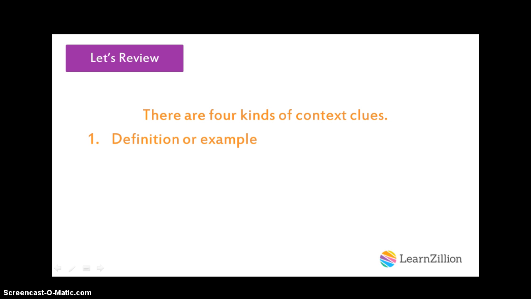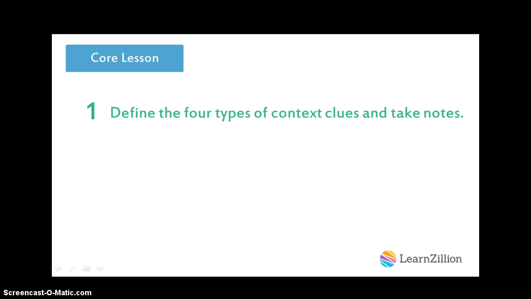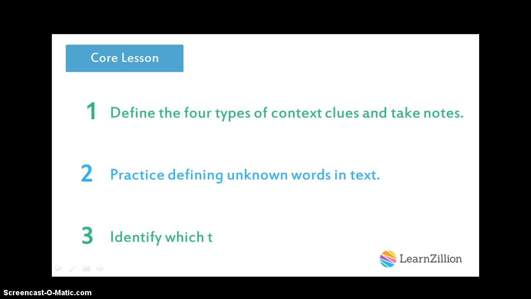Definition or example, synonym, antonym, inference. Today you will define the 4 types of context clues and take notes. You will practice defining unknown words in the text. You will identify which type of context clue is being utilized by the writer.